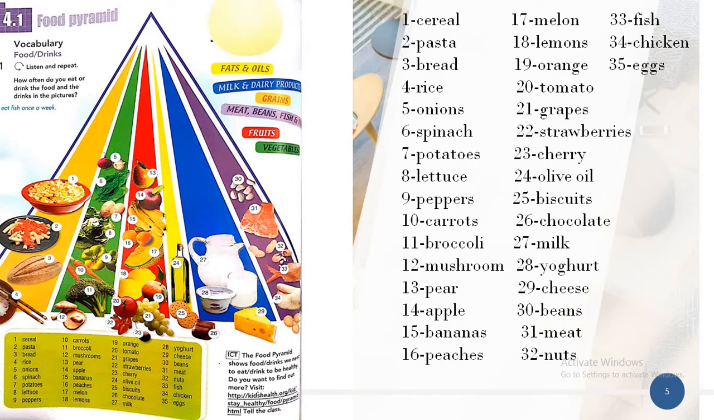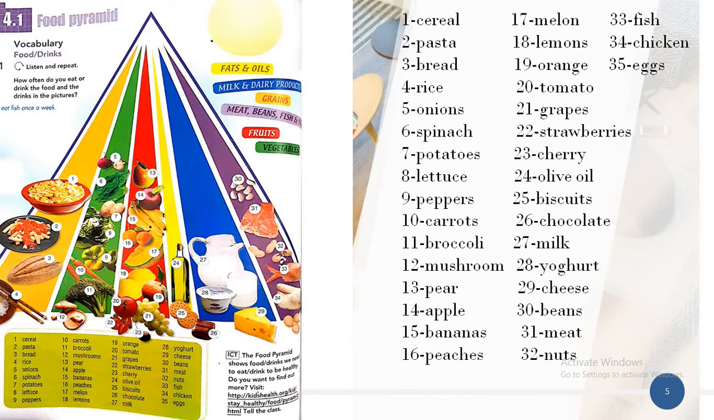And let's move to how often do you eat or drink the food and drinks in the picture. As an answer: I eat fish once a week. Give me examples, please. Good. I eat meat twice a week. I eat bananas 2 times or twice a day. Excellent answers. Yes, keep going, my students.